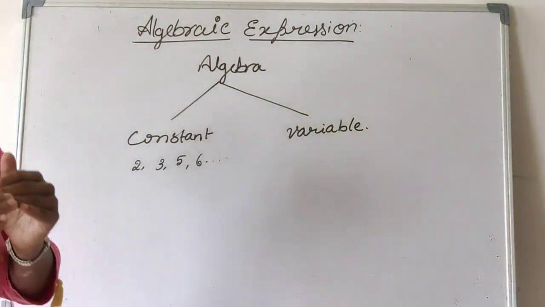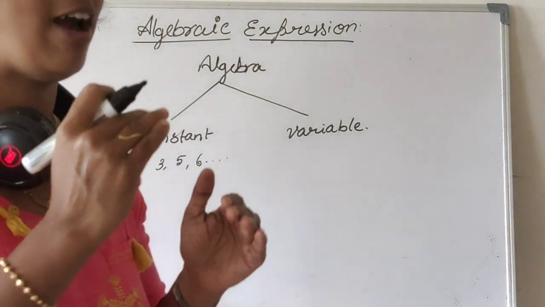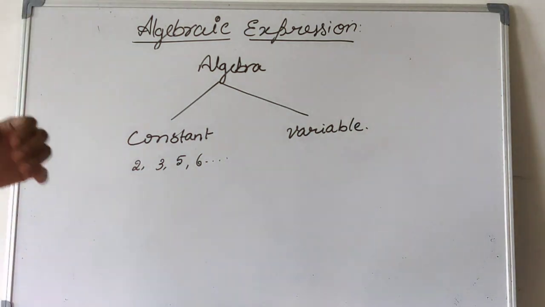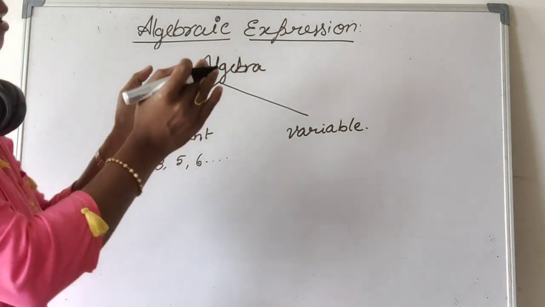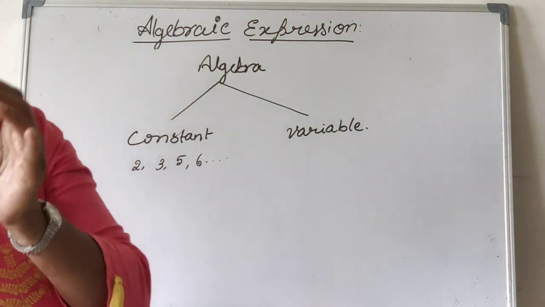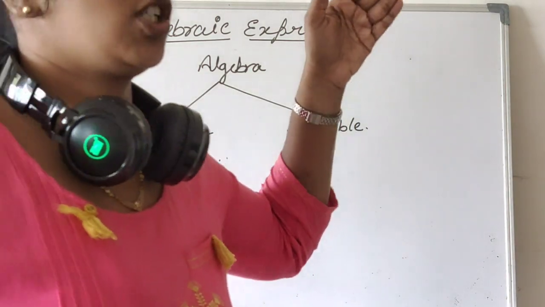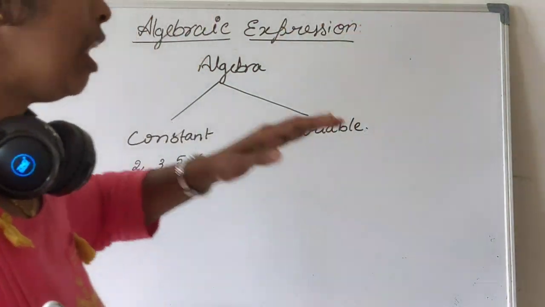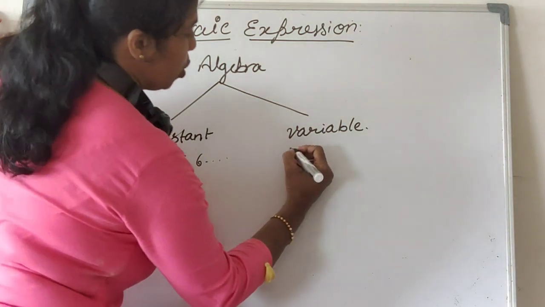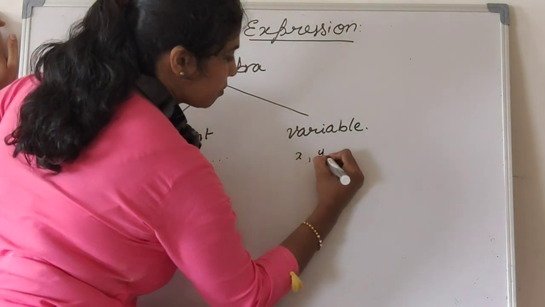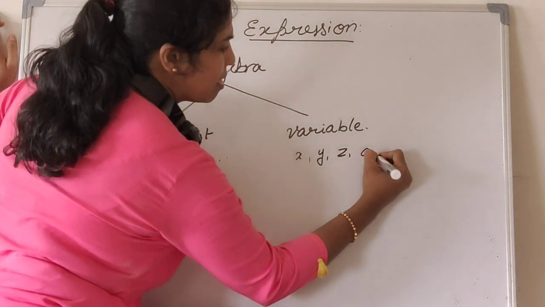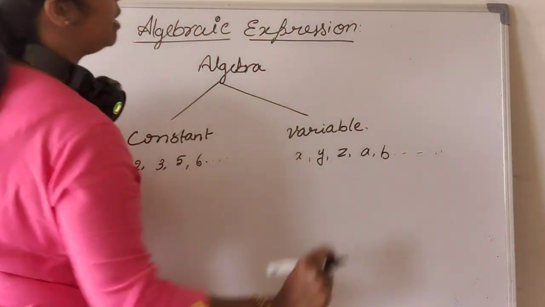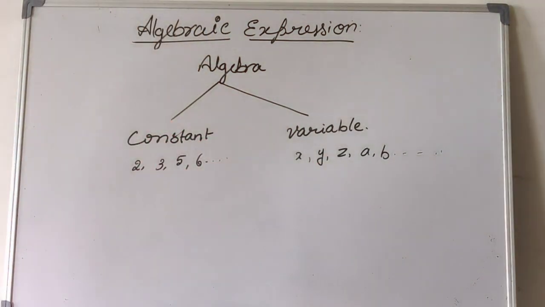Variable means for the condition the values will vary. For one condition we need this value. For one more condition let x equal to 5. For one more condition let y is equal to 6. Like this, the value will vary for the different situations. So, these are the variables. Anything you can take.